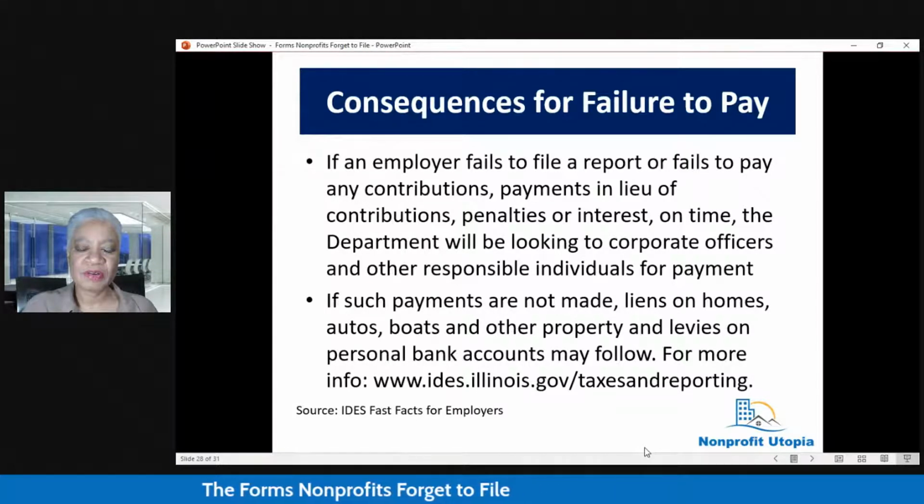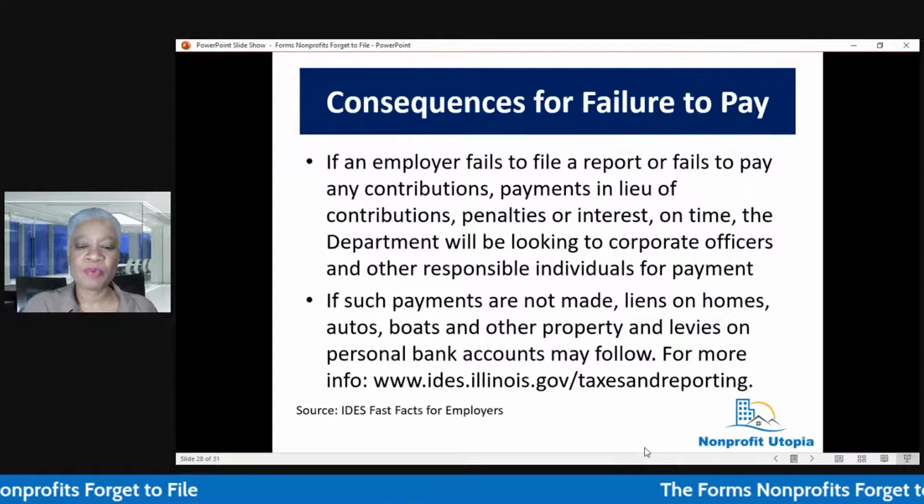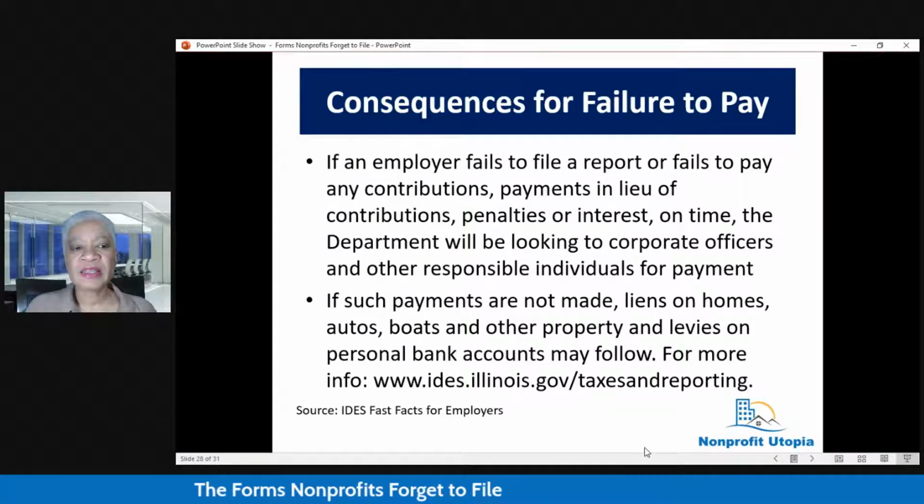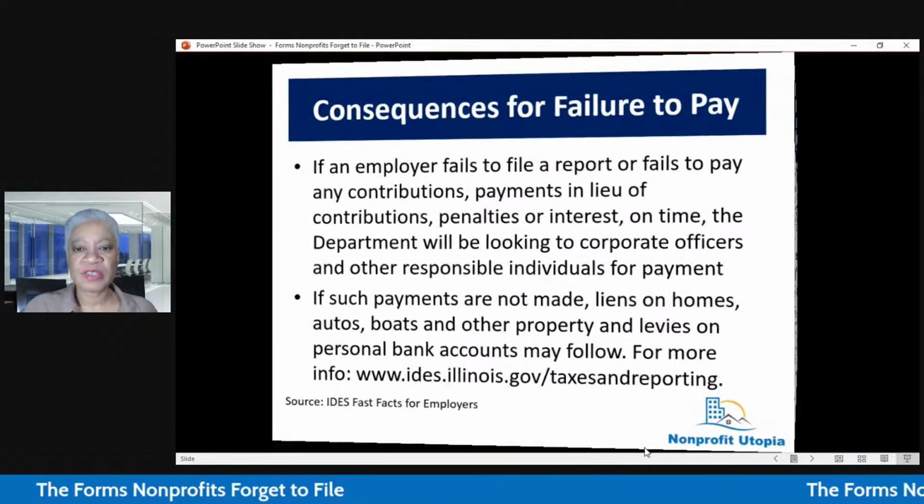All right, so you can go to ids.illinois.gov, taxes and reporting, to find out more information. And if you're not from the state of Illinois, you need to check this out with your own state.